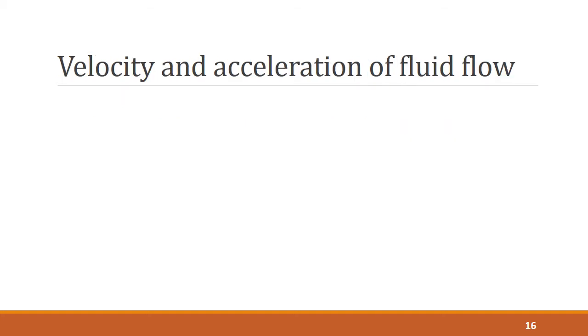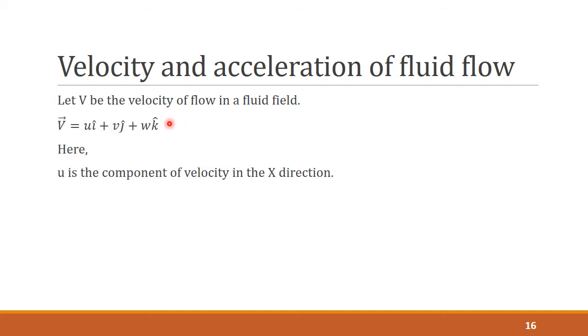Next we move on to velocity and acceleration of fluid flow. So let capital V be the velocity of flow in a fluid field. So I am writing it in terms of the three components i, j and k. So capital V can be given by u i cap plus v j cap plus w k cap, where u is the component of velocity in the x direction, which is a function of all the three space coordinates and time. So u is a function of x, y, z and time.